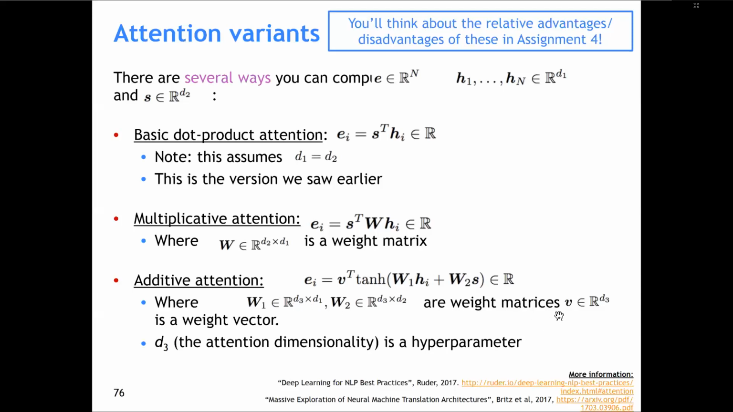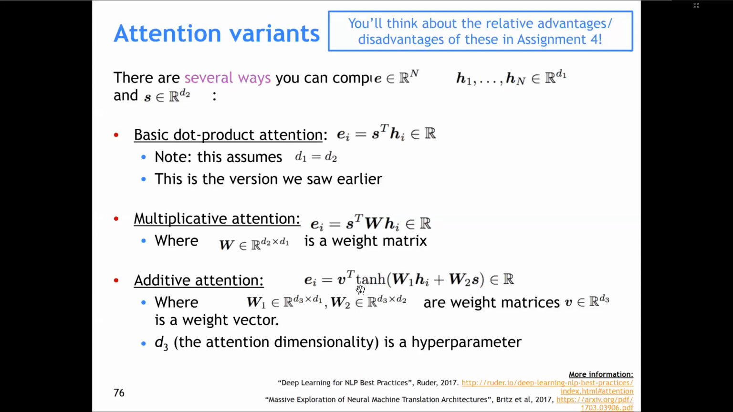So you need to decide what D3 is, right? What is the dimension you want to map both H and S to? Because H has a dimension of D1, S has a dimension of D2, and through this multiplication you map both vectors into D3, and then you sum them together, and then you multiply with another vector of D3, and that gives you a scalar value. So usually D3 is also called the attention dimensionality. It's a hyperparameter for how you want to map these dimensions.